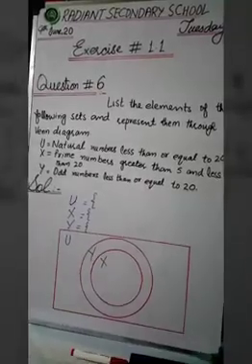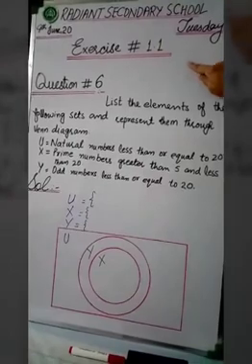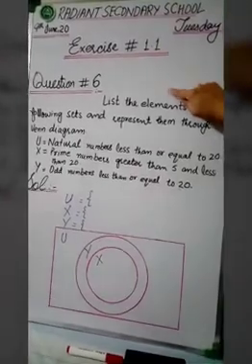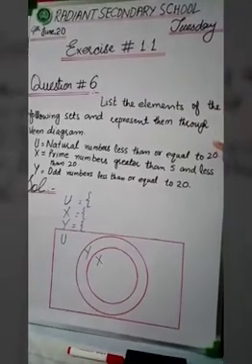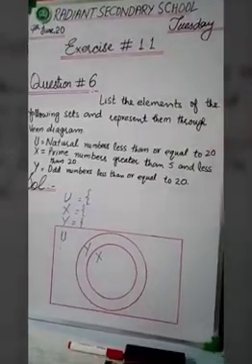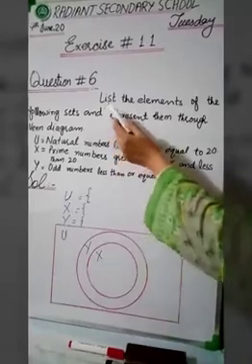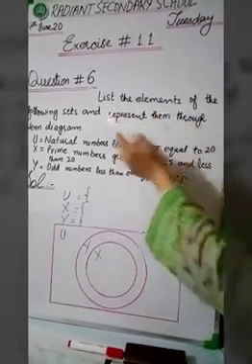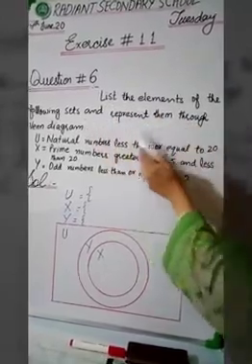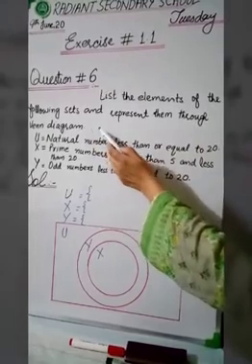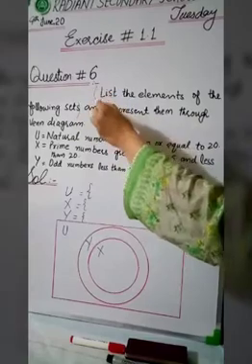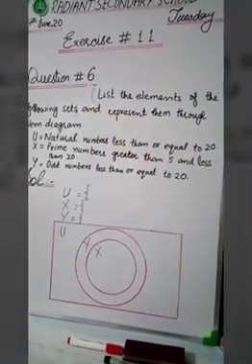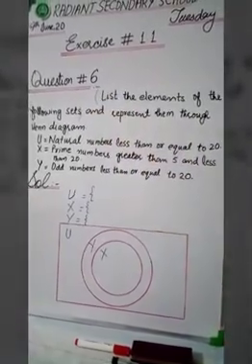Okay students, now we will do exercise number 1.1 and question number 6. First of all, read the statement of the question carefully and understand it. What is the statement? The statement is: list the elements of the following sets and represent them through a Venn diagram. It means that there are two parts of this question that you have to do. In the first part, you have to list all the elements of the given sets.